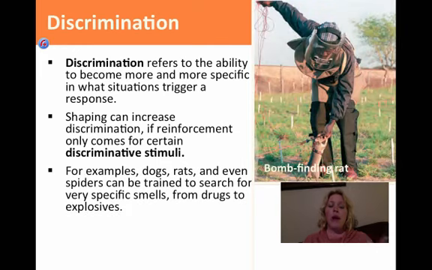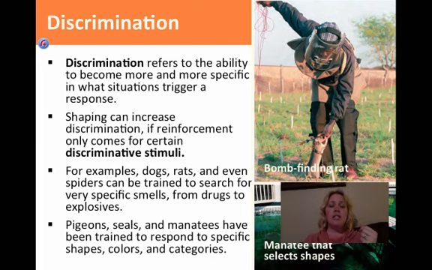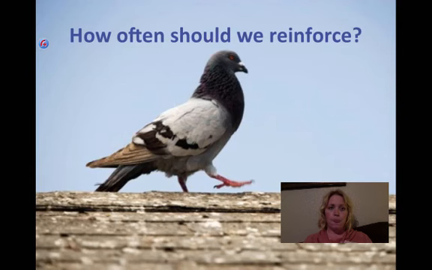For example, rats, dogs, and even spiders can be trained to search for very specific smells from drugs to explosives. So what we do is we teach them how to discriminate and pick out of all the similar smells only that one particular stimulus that they're looking for. Pigeons, seals, and manatees have been trained to respond to specific shapes, colors, and categories. So discrimination, like we talked about in classical conditioning, is this idea that you will only be reinforced for a very, very specific behavior.